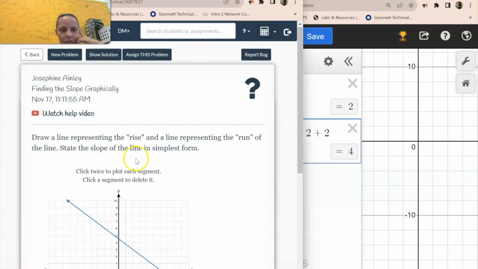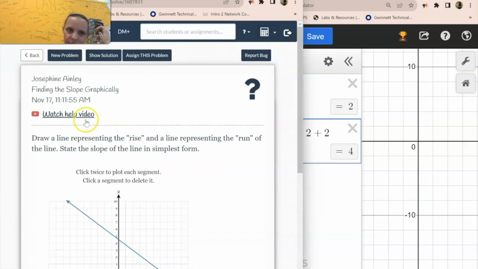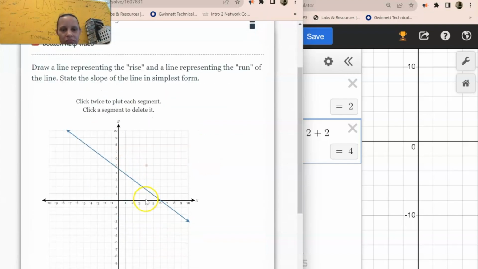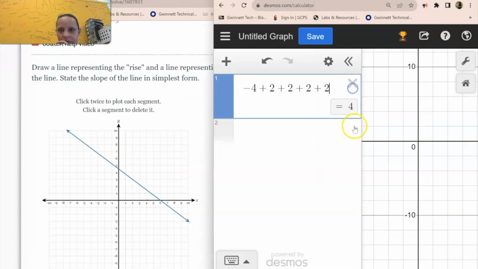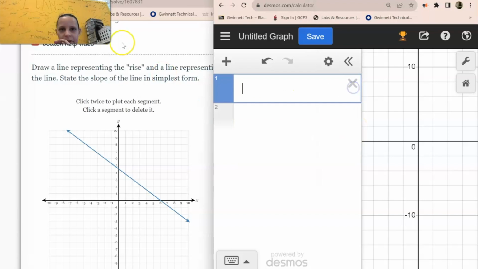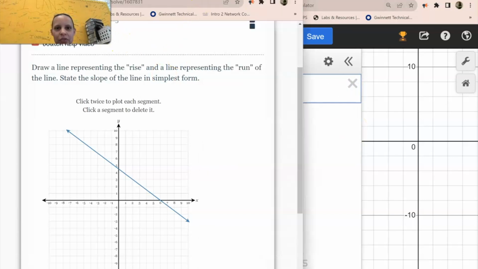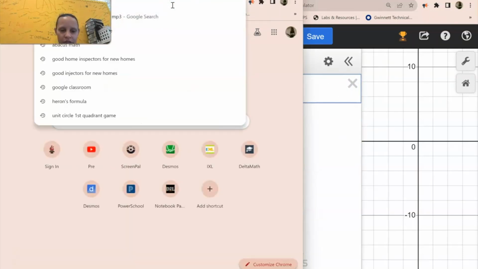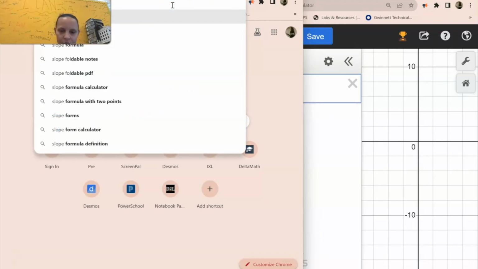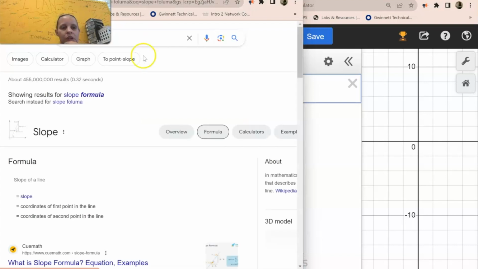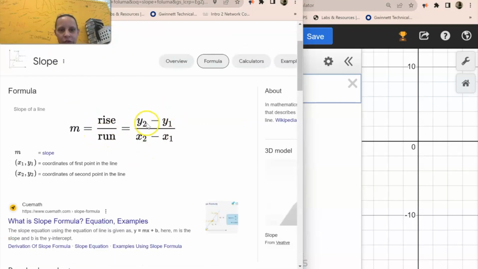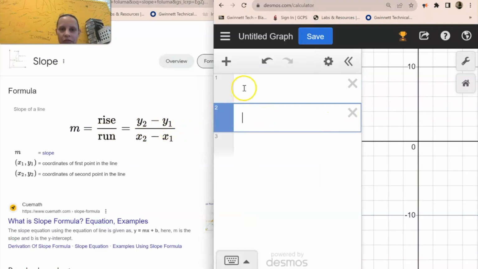All right, finding slope graphically. Okay, so again, since this is cheating, we're going to cheat. Okay, so let me go ahead and pull it up. Now, on this one, you do have a formula sheet, so I'm going to Google it real quick, but you do have a formula sheet, slope formula, but I just want to show it to you. All right, here's your formula. So what I'm going to do is I'm going to copy the formula here.